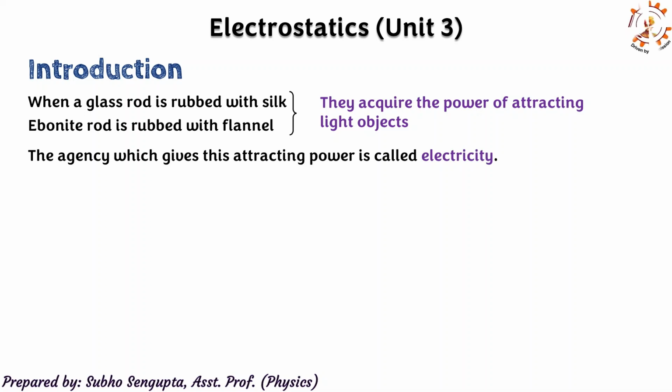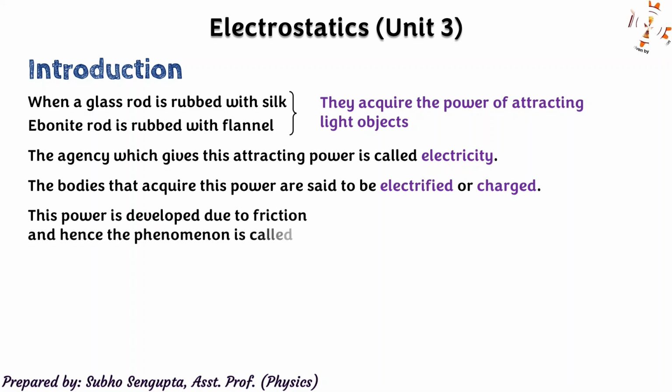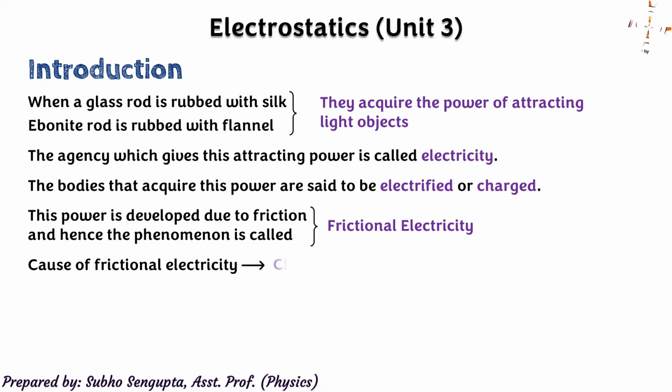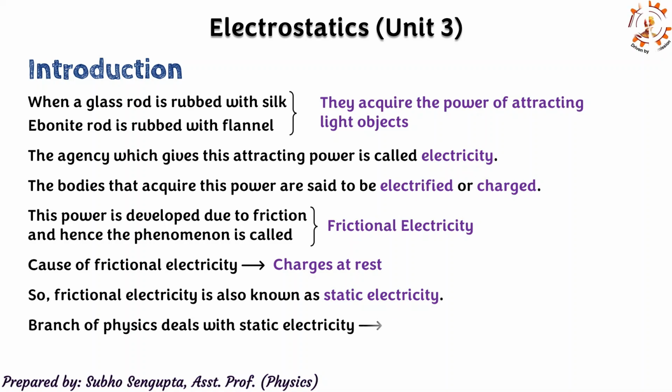The bodies, that is, the glass and ebonite rods, are said to be electrified or charged because they have acquired this power. We know that rubbing causes friction, and since we have rubbed both the rods with silk and flannel respectively, we can say that the power is developed due to friction. So, we term this phenomenon as frictional electricity. We need to remember that frictional electricity is caused by charges that are at rest. That is why frictional electricity is also termed as static electricity. The branch of physics which deals with static electricity is called electrostatics.